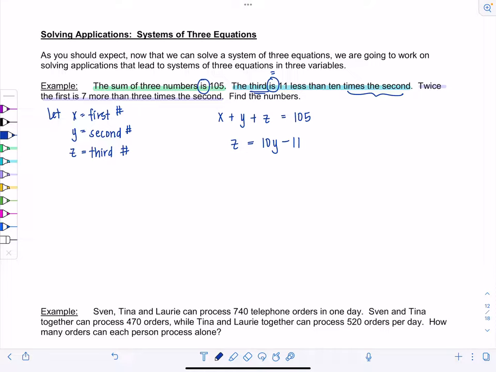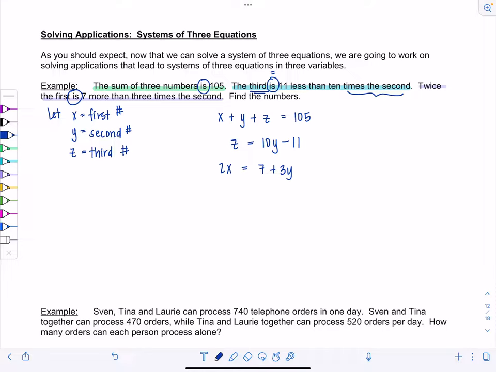Okay, and then next sentence, twice the first, so that would be 2 times x, right? Twice the first equals 7 more than. So when you're doing addition, you don't have to stress about the order. Addition's commutative. How beautiful. 7 plus 3 times the second. 7 plus 3y. Here are our three equations.